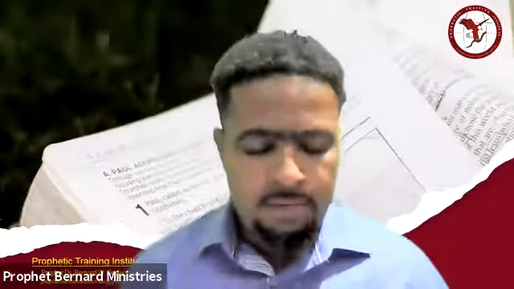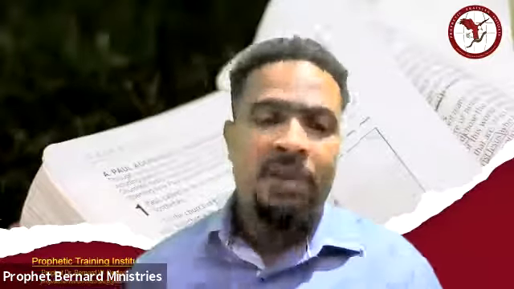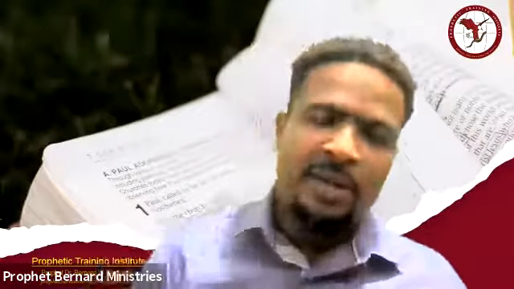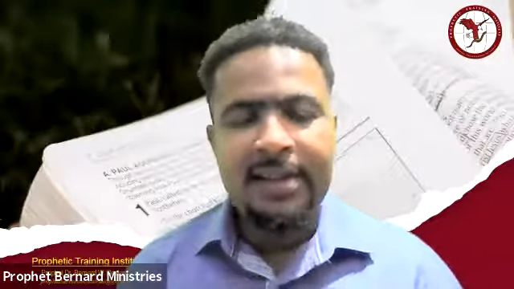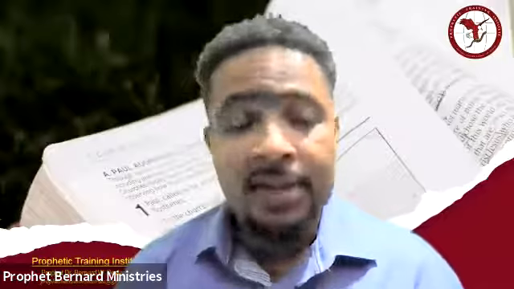In the book of Genesis 22, the Bible says in verse 12, and he said, lay not thine hand upon the lad, neither do anything to him. For now I know that thou fearest God, seeing thou hast not withheld thy son, thine only son from me. Did you hear what God said to Abraham at the time when he killed Isaac? Because as far as Abraham was concerned, Isaac is dead.